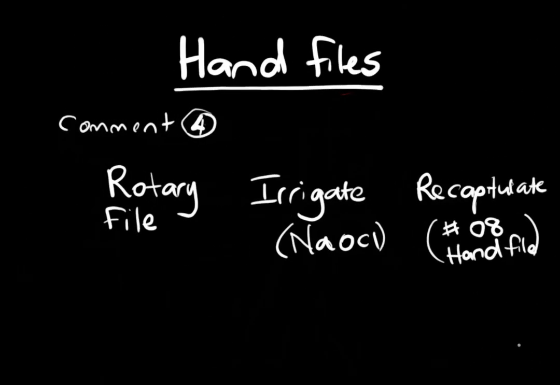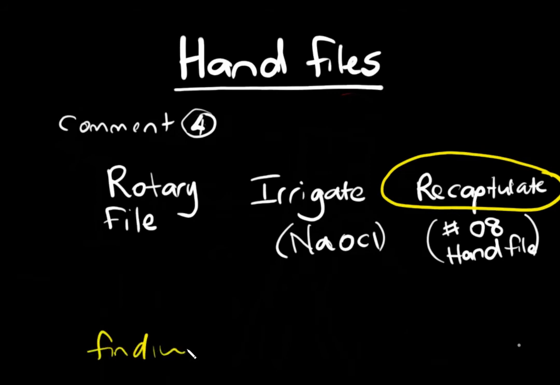Comment 4 is pretty important. It's about the technique of recapitulation. All that means is it's another use of a hand file. So if you fast forward to the rotary part, remember there's three parts: finding, following, and finishing. Finding is finding the canals, following is negotiating them and just finding the path down the canals, and then there's finishing.